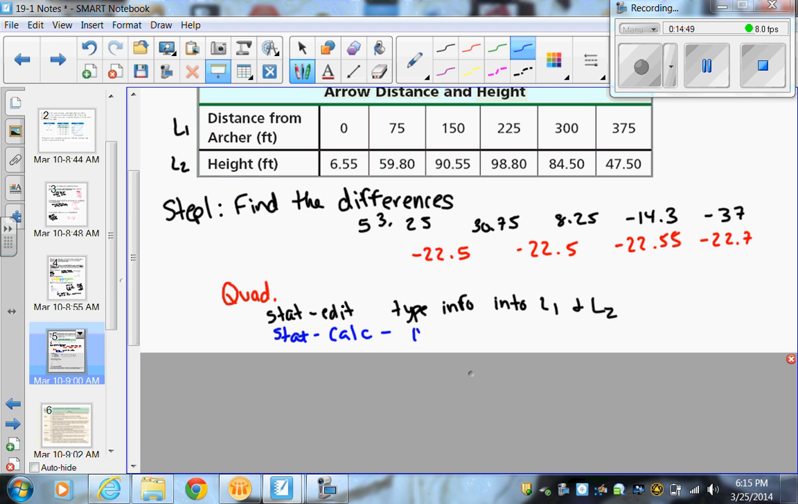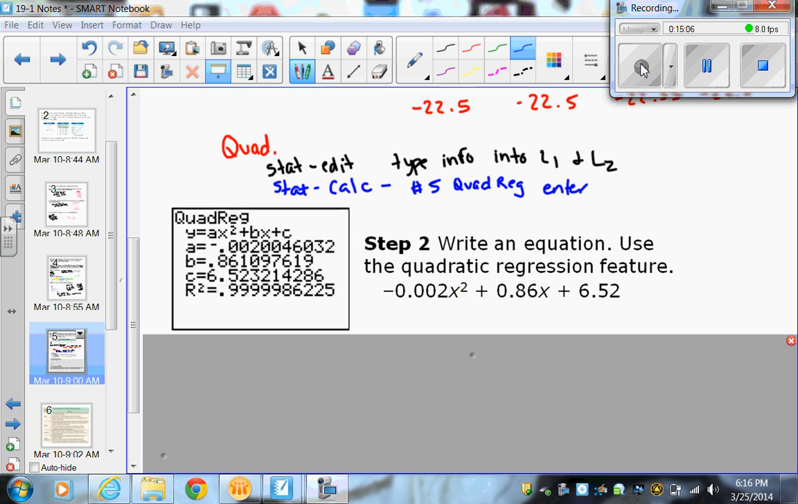And then you're going to go down to number 5, which says quadratic regression, and hit enter. Some of your calculators may have you hit enter again. So enter it until you see the screen that looks like the following. When you finally have this screen that says your quadratic regression model is y equals ax squared plus bx plus c, it tells you what your a value is, your b value is, and what your c value is.